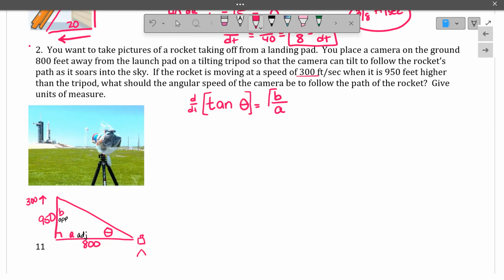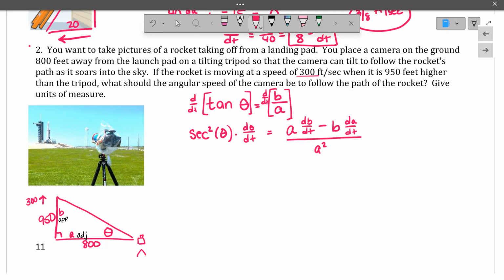So I am going to take d/dt of both sides right here. The derivative of tan theta is going to be a chain rule: the derivative of the outside, keep the inside, times the derivative of the inside, which would be d theta dt. And over here, B over A is a quotient, so I need the quotient rule. It's the bottom times the derivative of the top with respect to t, minus the top times the derivative of the bottom with respect to t, all over the bottom squared.